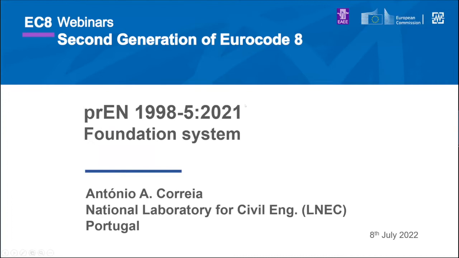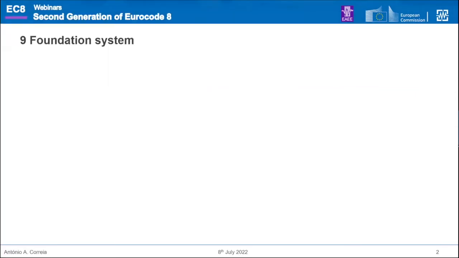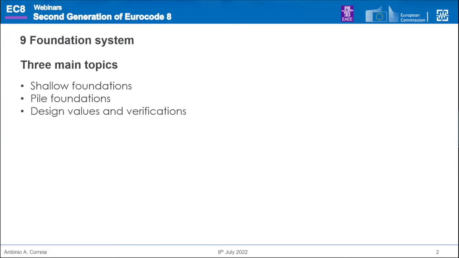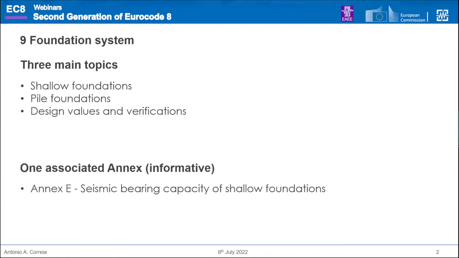So the section that I'm presenting on part 5 of the second generation of Eurocode 8 is on the foundation system, which corresponds to section 9, and it is dealing with the 3 main topics: the shallow foundations, the pile foundations, and design values and verifications. And it has one associated annex, an informative one, on the seismic bearing capacity of shallow foundations.